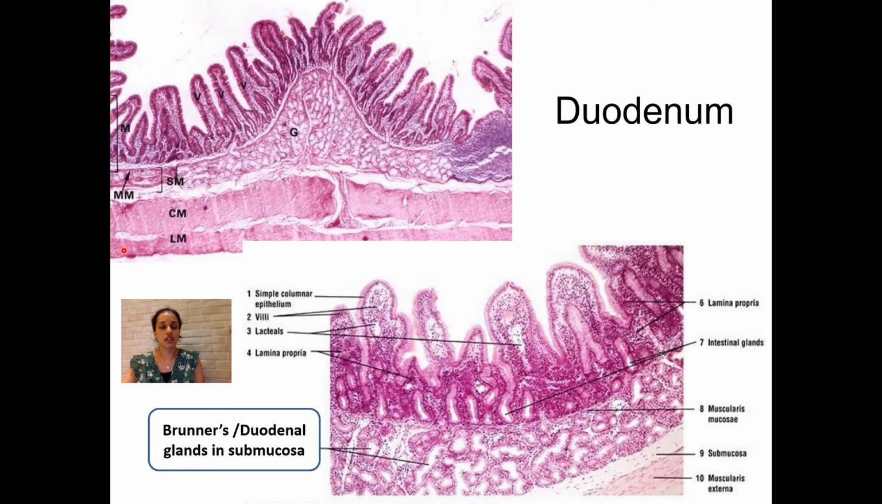So again, this is the duodenum, this is the plicae. So here you can see the submucosa having mucosal glands, and these are the villi. Okay, finger-like projections. And the glands are called duodenal glands or Brunner's glands.